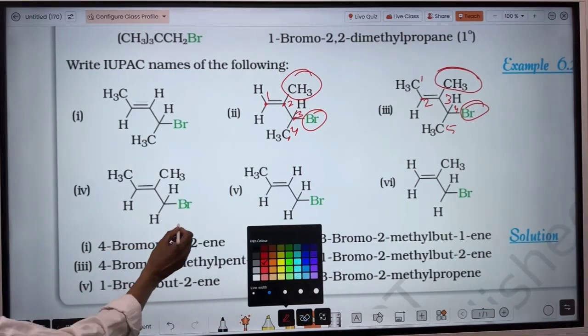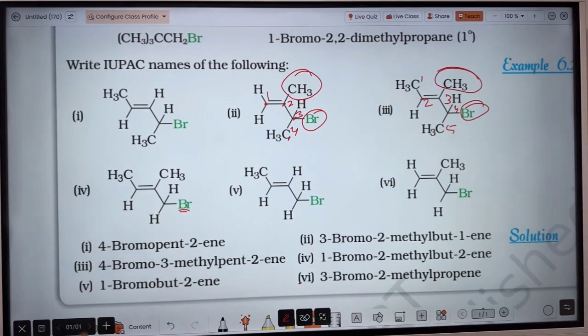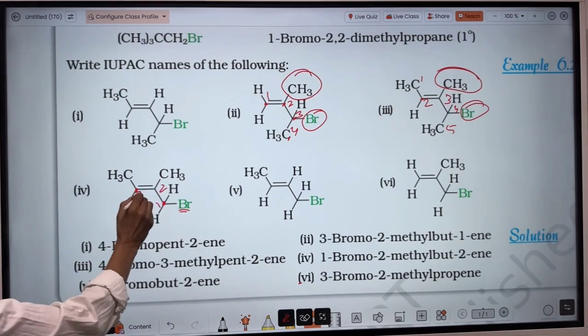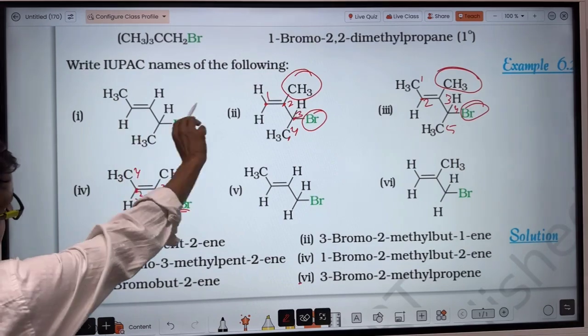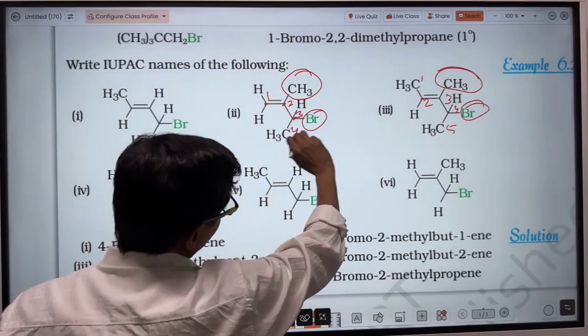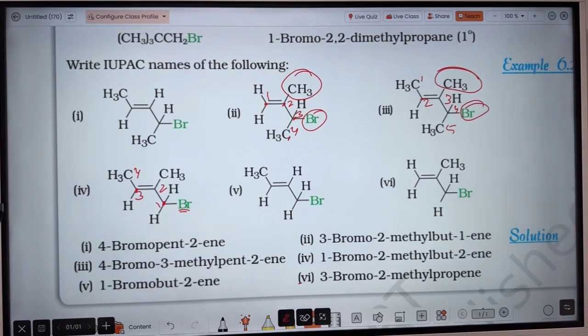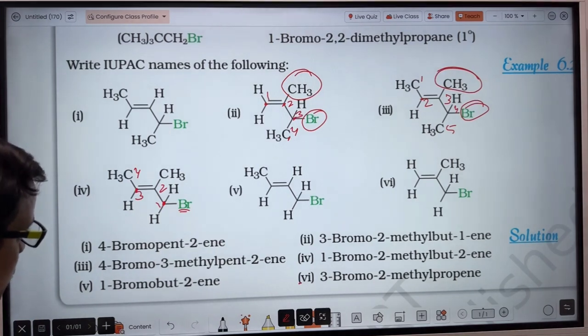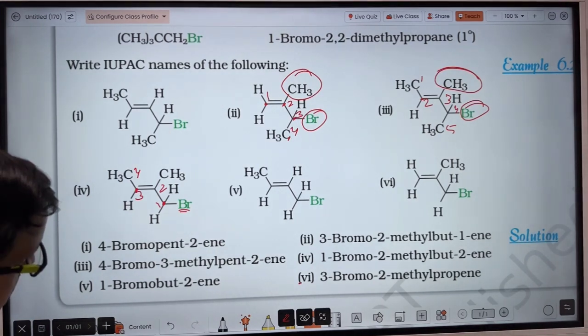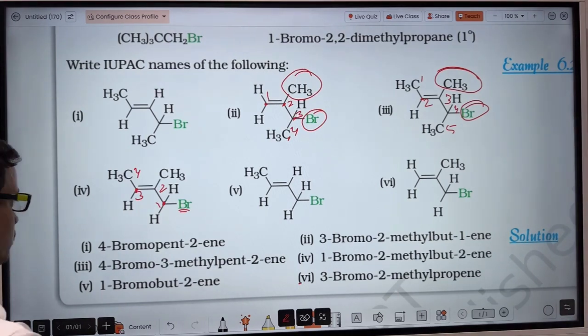In this compound, the functional group is at 1st position and the double bond is at 2nd position. So you will have to give the lower position to this bromine in this case. So 1, 2, 3, 4. In previous cases, the double bond and the functional group were acquiring the same position, so there we preferred the double bond. But in this compound, the functional group is at 1st position and the double bond is at 2nd position, so we will have to give the lower position to the functional group. So that's why 1, 2, 3, 4.